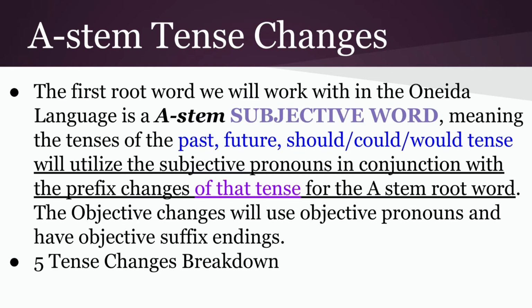All right, so let's get into it. The first root word we're going to work with in the Oneida language is an A stem, subjective word or verb. It means that the past, future, and should, could, or would tenses will all use subjective pronouns in conjunction with the prefix of that tense. We're going to talk about what that means a little more shortly because I want you to see it, and then you're going to learn the five tense changes breakdown. But I just want to highlight that this verb we're learning is a subjective verb. Like I said, that means the past, the future, and the should, could, or would are going to use subjective pronouns, okay? We do have objective verbs that use objective pronouns in those tenses, but we are not learning those yet at this time.